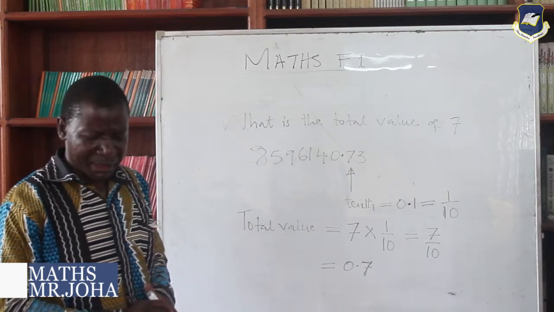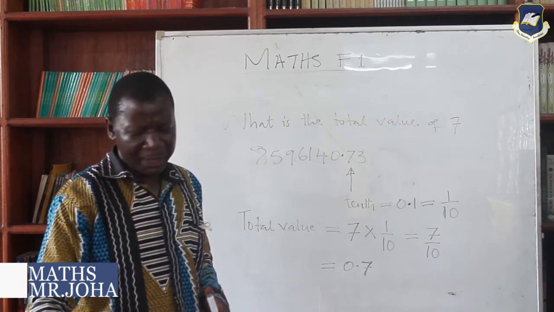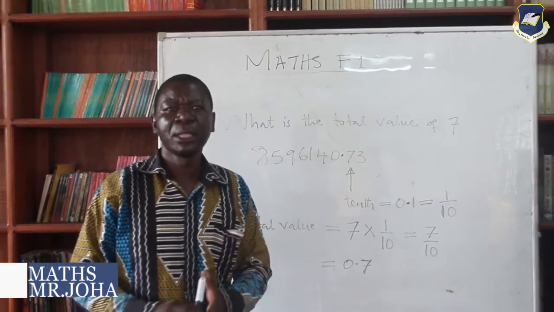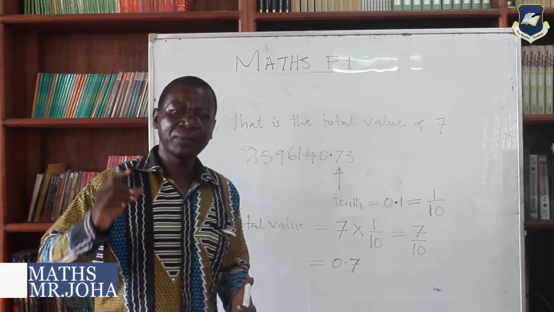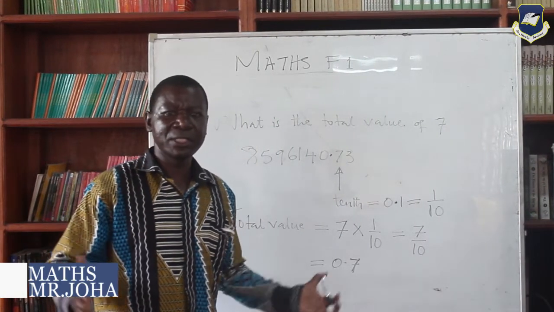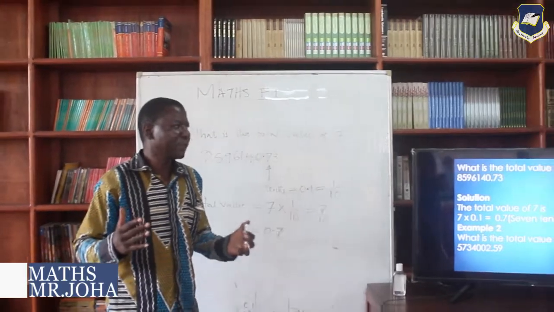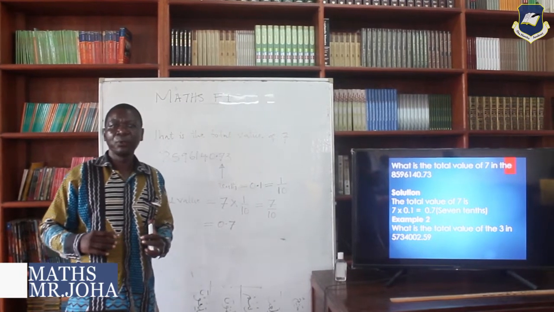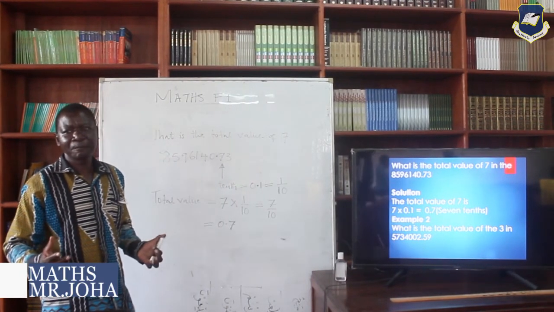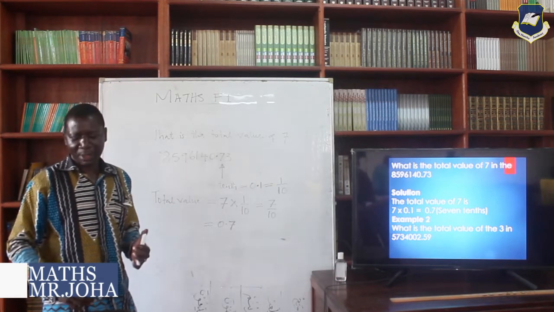Now, following these examples that we have given, it is very easy for us to get the place value of a digit. Given a certain number, you can get the place value of a single digit in that number, and you can as well calculate the total value of that digit in that number.